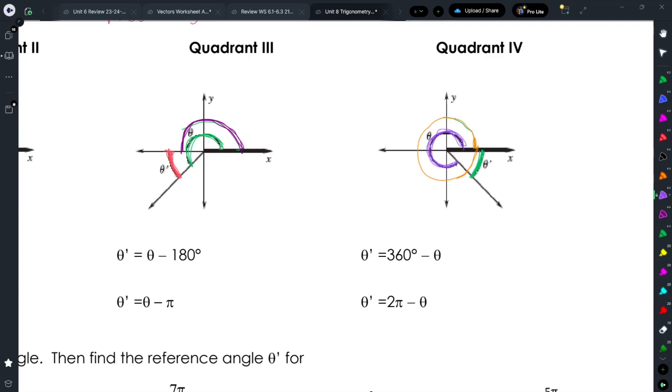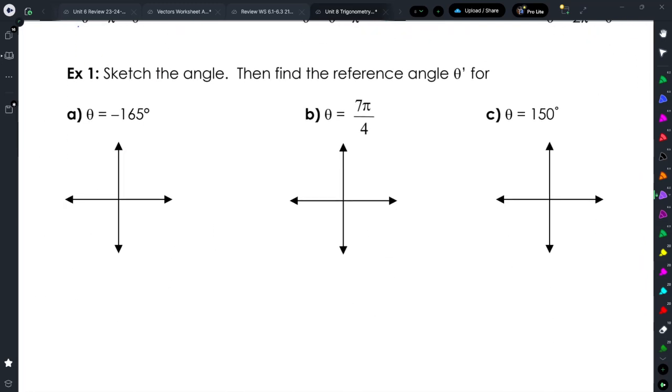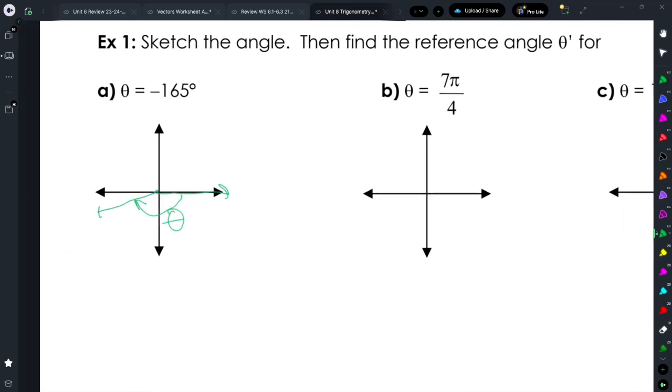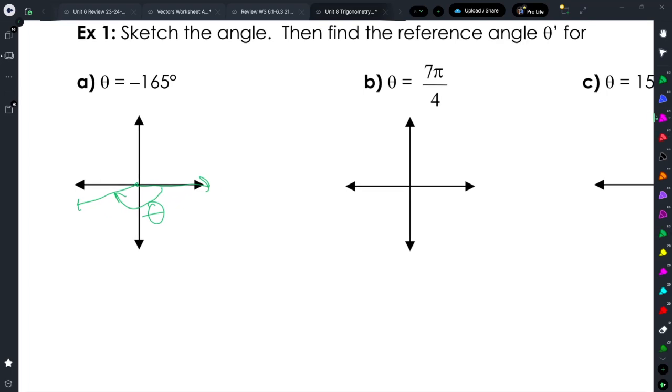So let's look at some examples of this. Some examples down here. We're going to sketch the angle and then find the reference angle for theta. So negative 165. Again, that's almost negative 180 degrees, so it's almost half a circle going in this direction. So my reference angle, and if you can do this intuitively without showing work, that's fine. How many more degrees do I need to get to that x-axis right here? That's what I'm trying to figure out.